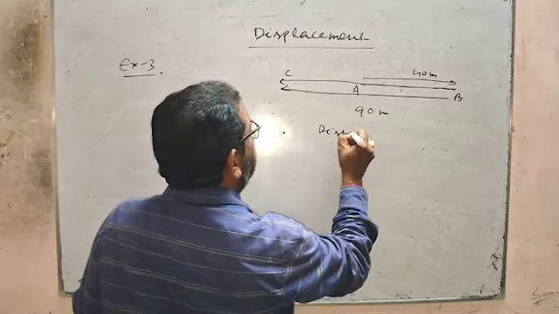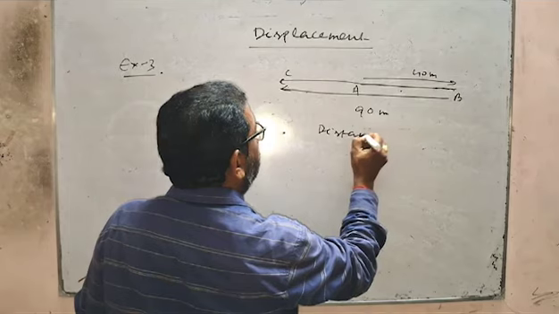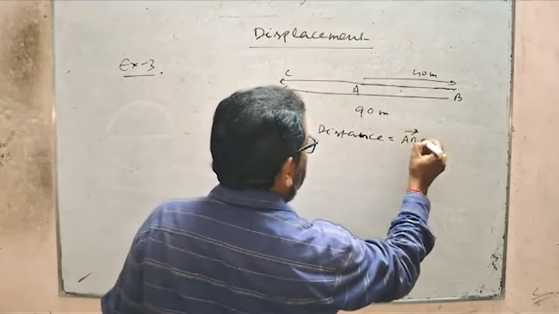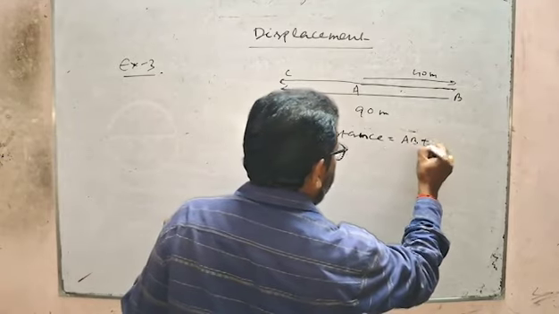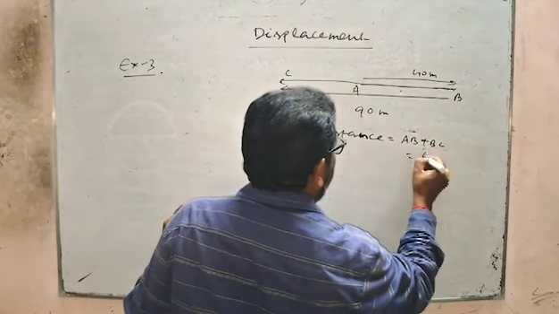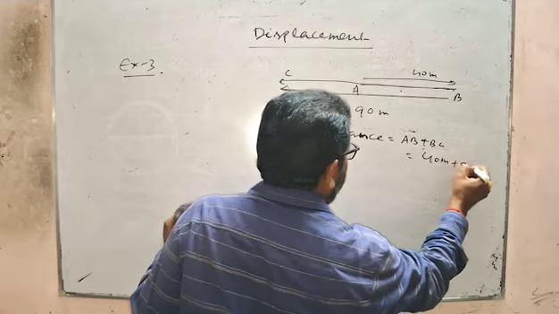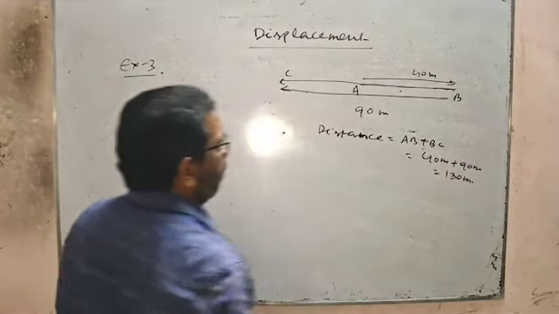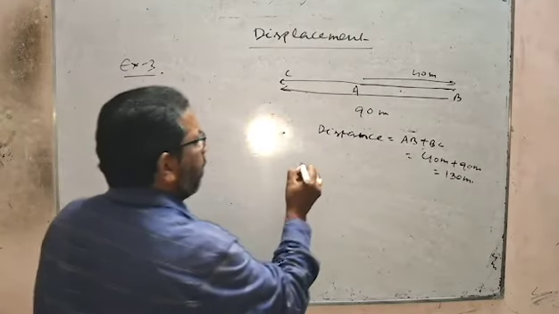Distance covered is AB plus BC, 40 meter plus 90 meter, 130 meter.